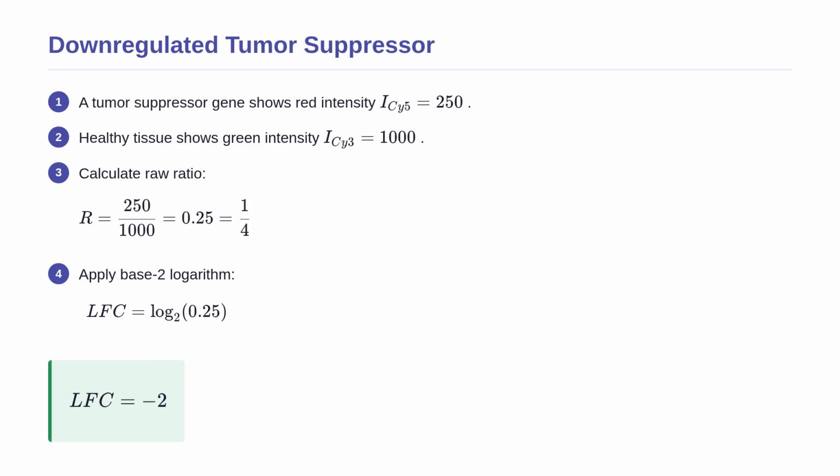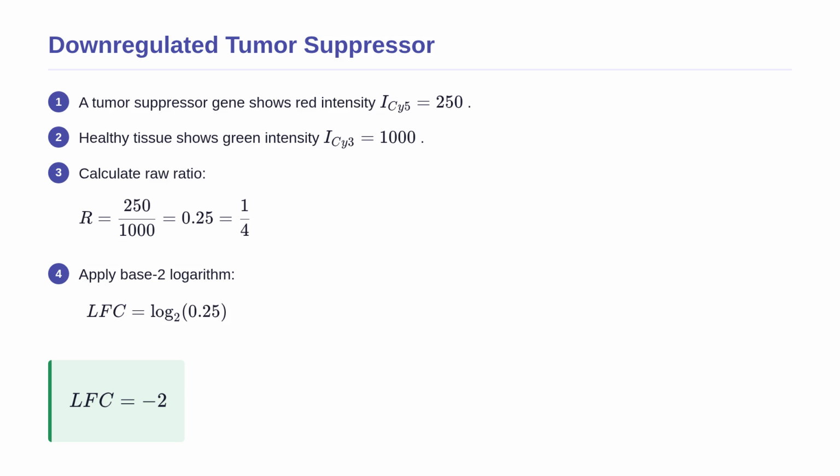Now, let us look at another example from the same experiment. The researcher looks at a tumor suppressor gene, which normally protects cells from turning cancerous. The scanner shows a red intensity for the tumor of 250 units and a green intensity for the healthy tissue of 1,000 units. We start by finding the raw ratio, dividing 250 by 1,000, giving us 0.25, or 1/4. The protective gene is operating at only 1/4 capacity in the tumor.